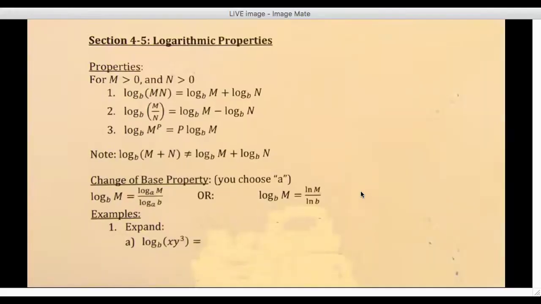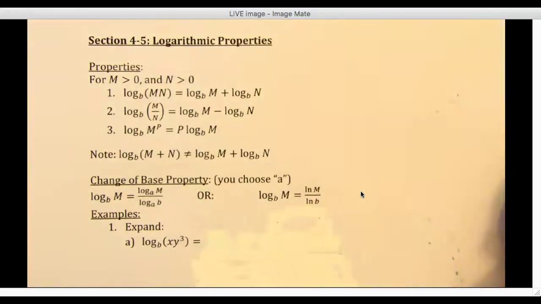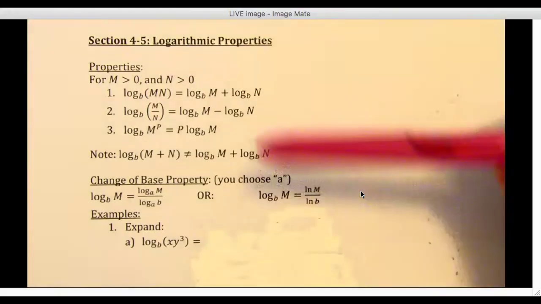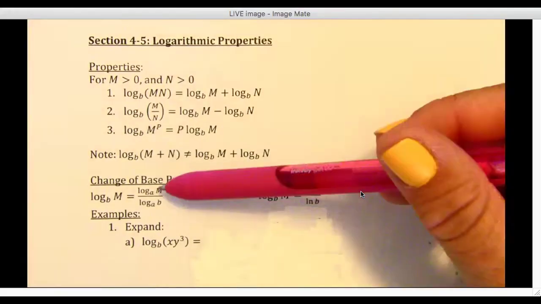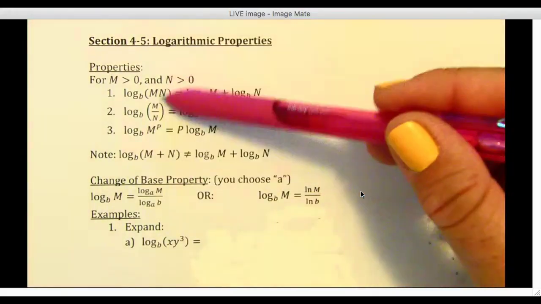All right, so this is section 4-5, and we are looking at logarithms, and we are going to work on expanding and condensing logarithms. Just to review some of the rules that we went over previously in our notes in the previous sections, again, also the change of base property. But the things we're going to use the most are these three right here.